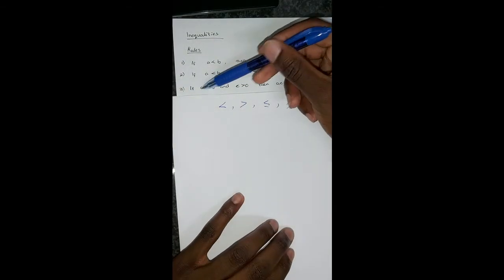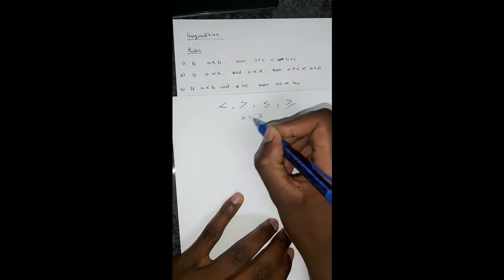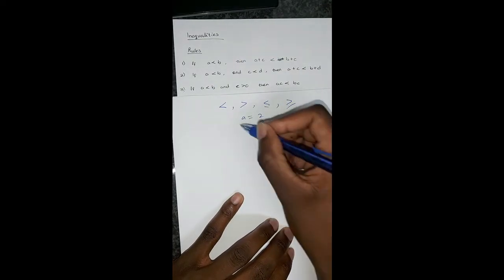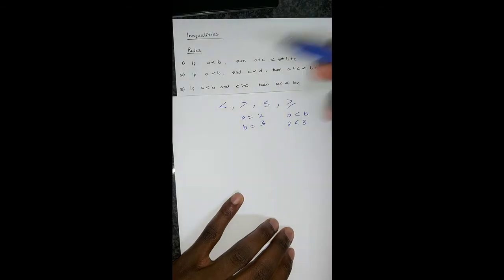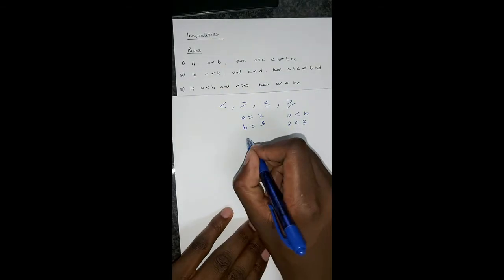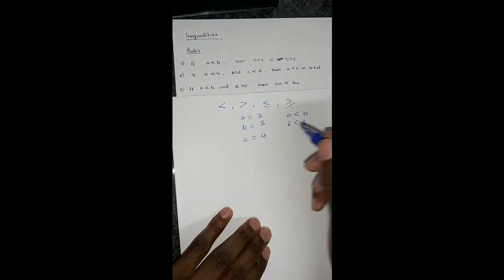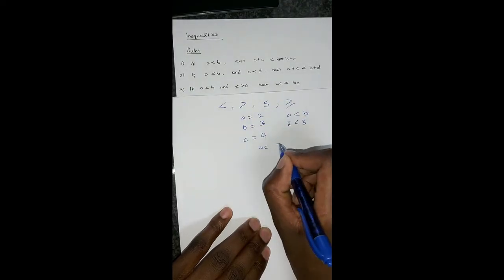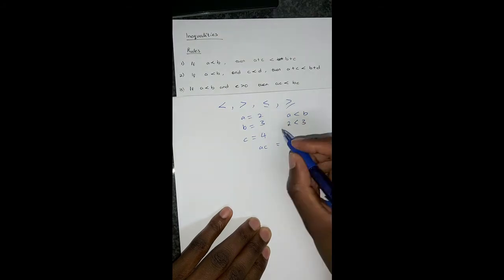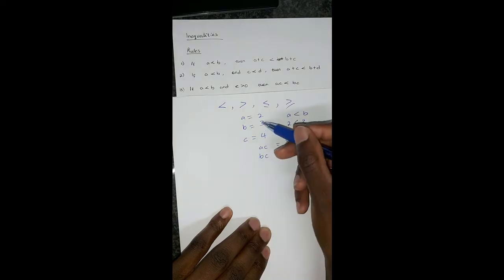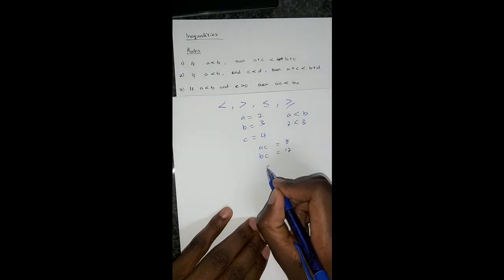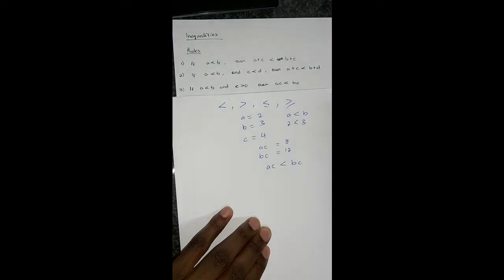less than BC. For example, if A is equal to 2 and B is equal to 3, then this one is satisfied. Our A is less than our B, since our 2 is less than 3. And then C greater than 0, let's say C is equal to 4. Then you actually see that AC, which is equal to 2 times 4, which is 8, and BC, which is equal to 3 times 4, is equal to 12. Therefore, AC is less than BC.